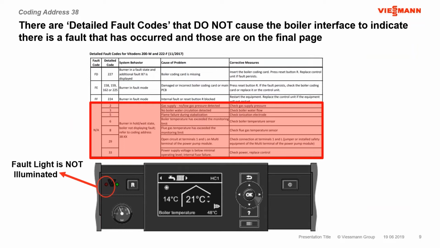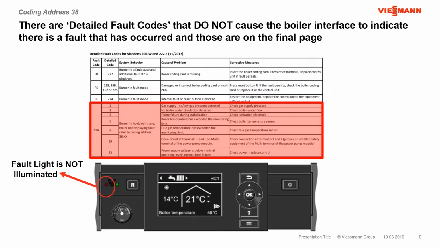There are some of these detail codes that actually don't have a fault code. So you notice the ones highlighted in red here, if they don't have a fault code, the burner is in a hold or await state. So it's not going to display a fault, so you're not going to have a red light flashing, but these particular values, if you go to address 38, indicate that the boiler is waiting for something to happen. So something external needs to occur, and then of course it's going to correct that issue and the burner would operate without a problem.